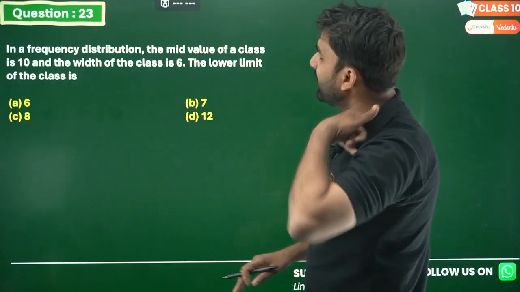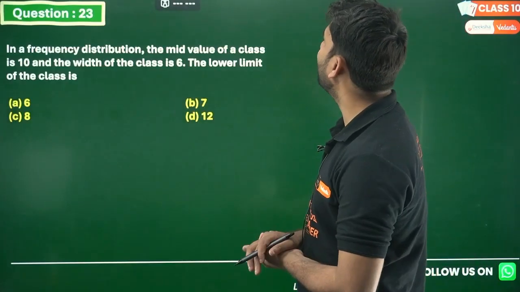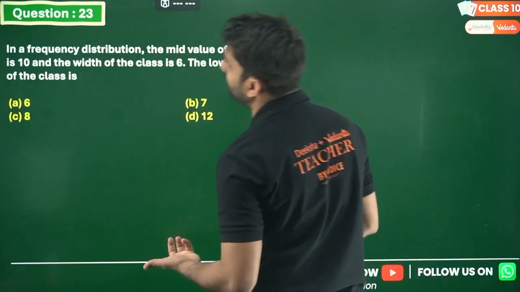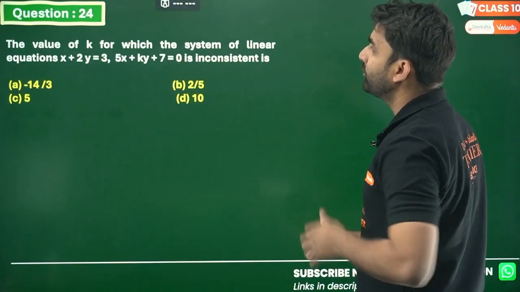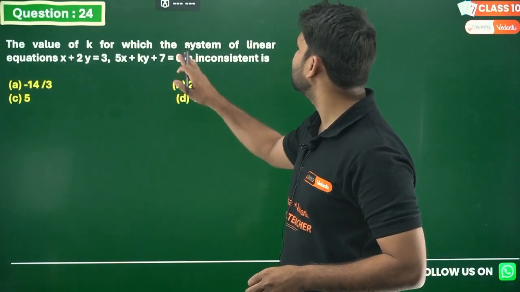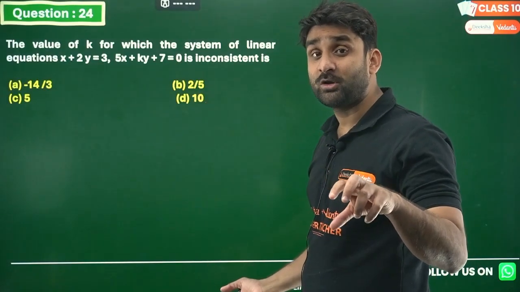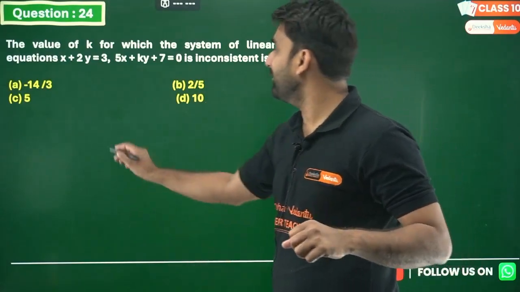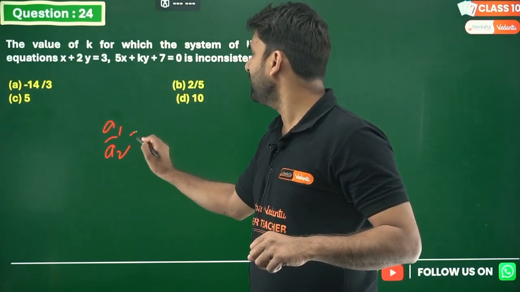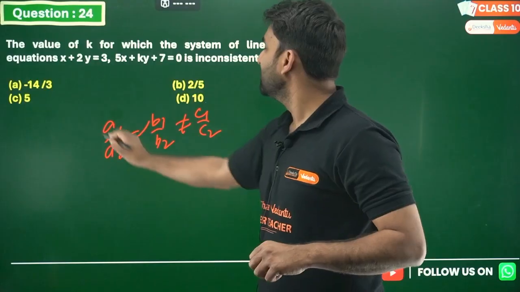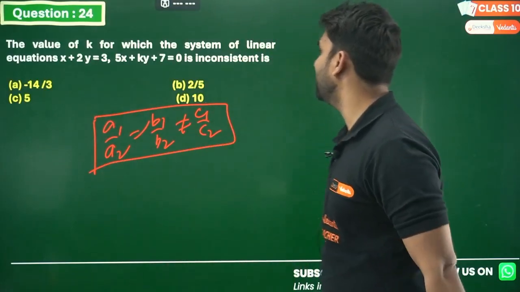Question number 23, in a frequency distribution the mid value of the class is 10 and the class size is 6, then the lower limit will be what? Very easy question, get the result. Question 24, the value of k for which the system of linear equations is inconsistent. You know, inconsistent is what? Parallel line condition. When A1 by A2 is equal to B1 by B2 but not equal to C1 by C2, this condition will give you inconsistent relation.